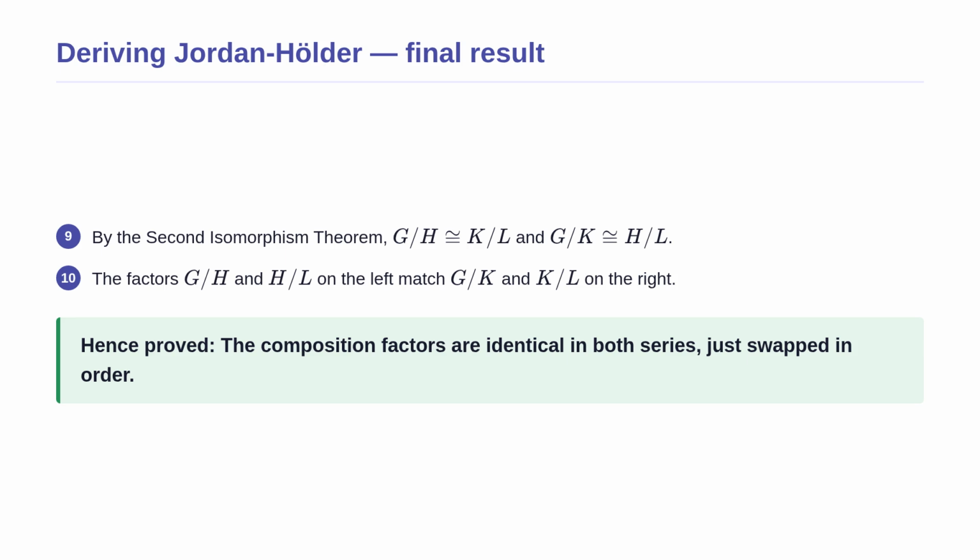By routing both the H path and the K path through the intersection L, we prove that the factors on the left are exactly the same as the factors on the right, just swapped in order. This gives us our final result, proving the building blocks are identical.